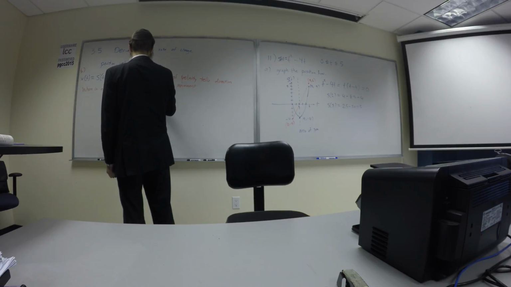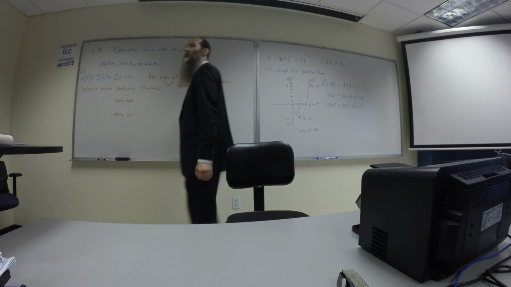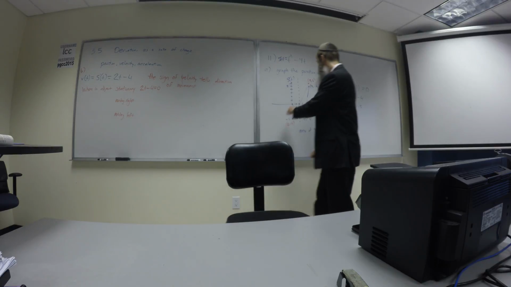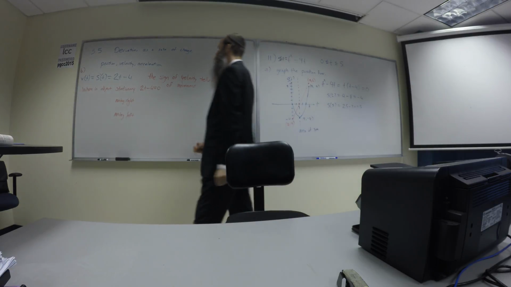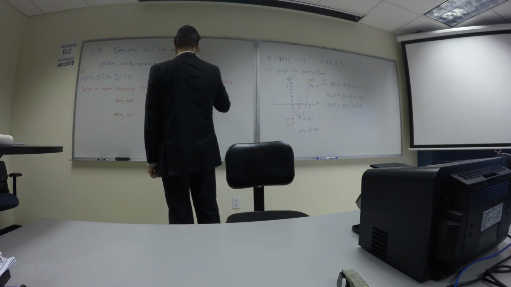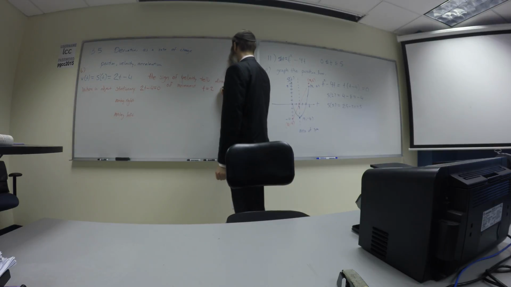2t minus 4 equal to 0. When is that true? For what t value? 2. Right there, that's when the velocity reaches 0. He has stopped moving for a brief moment. Okay. So t equals 2. T equals 2 is whenever you are stationary.